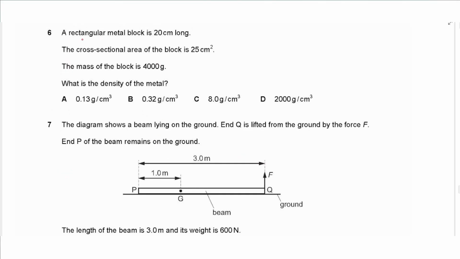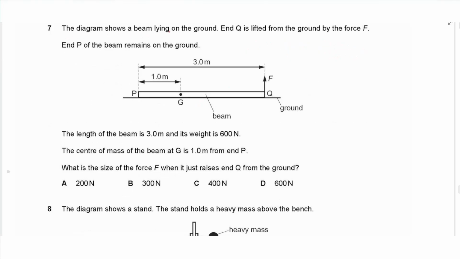Question 6 says a rectangular metal block is 20 centimeters long. The cross-section area of the block is 25 centimeters squared. The mass of the block is 4,000 grams. What is the density of the metal? And the answers are all in grams per centimeter cubed. So the equation is density equals mass divided by volume. So we have the mass 4,000 and the volume is the multiplication of area, which is 25, and the height or the thickness, which is 20. This gives an answer of 8 grams per centimeter cubed, so the answer is C.